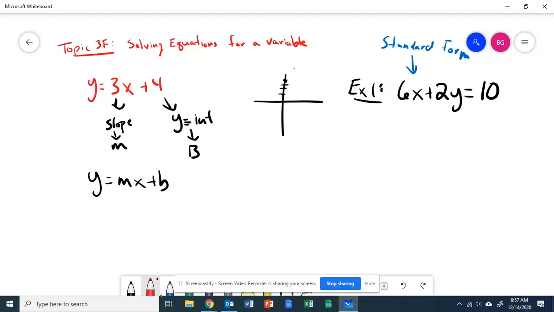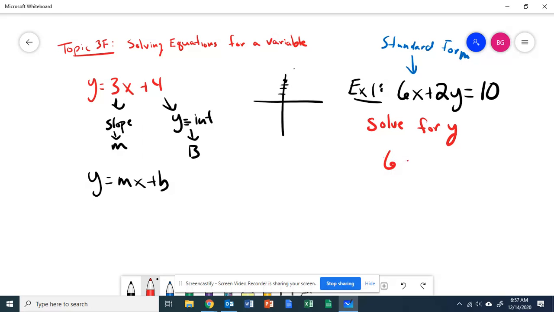Let's get this to y equals mx plus b. And you know that in order to get it to this y equals mx plus b form, which is slope-intercept form, we need to have y by itself. So that's our goal here, we need to solve for y. This is when we talk about solve for a variable. We're solving for y in this case.